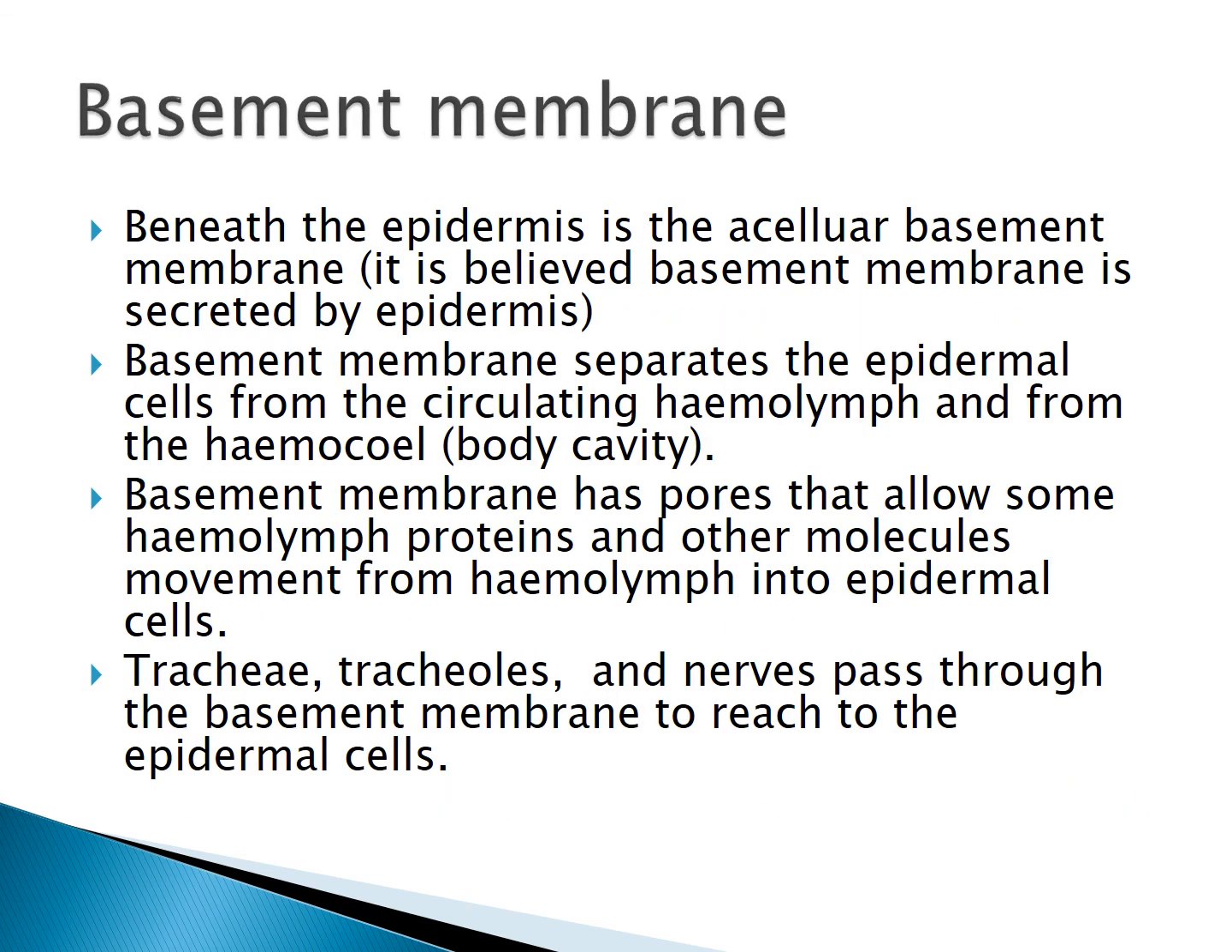The basement membrane beneath the epidermis is an acellular basement membrane. It is believed the basement membrane is secreted by the epidermis. The basement membrane separates the epidermal cells from the circulating hemolymph and from the hemolymph body cavity. The basement membrane has pores that allow some hemolymph proteins and other molecules to move from the hemolymph into the epidermal cells. Trachea, tracheoles, and nerves pass through the basement membrane to reach the epidermal cells.